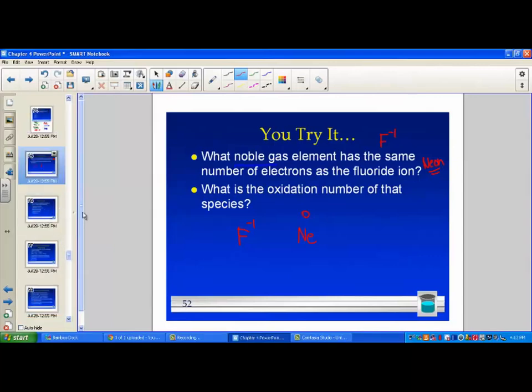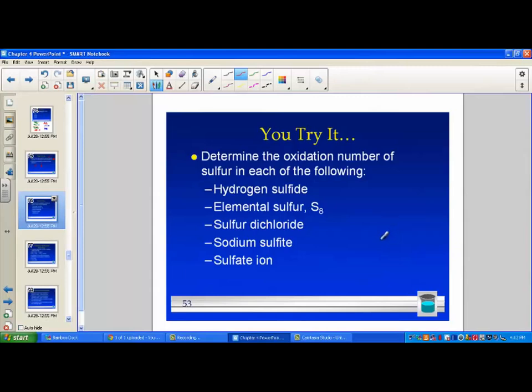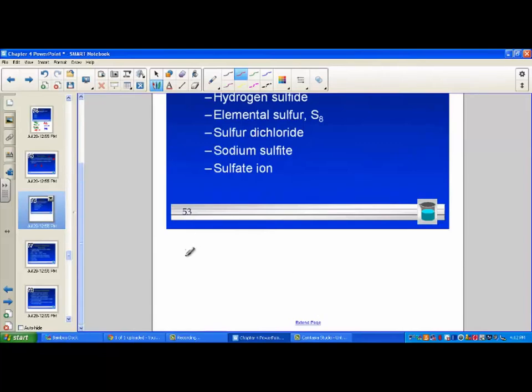So important to practice assigning oxidation numbers. Let's try some more. First one we have is hydrogen sulfide. Chemical formula is H2S. Rule number 4 deals with hydrogen. Hydrogen is assigned a +1. So that gives me a total positive +2, making sulfur here a -2. Sulfur in hydrogen sulfide is a -2.